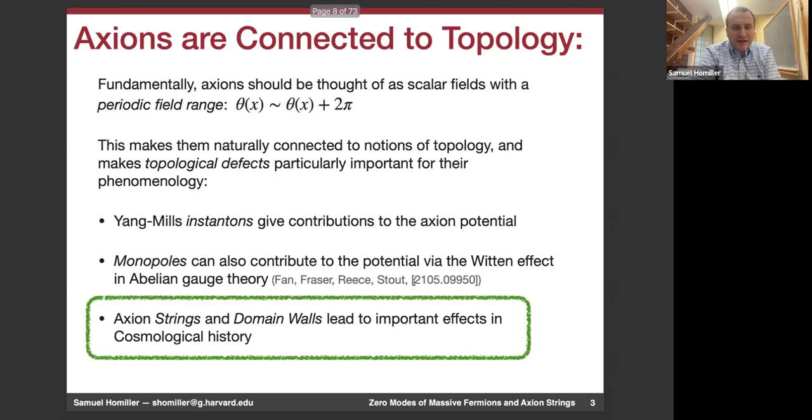And the last one here is the thing that I'm going to be mostly focused on: models with axions generically have string and domain wall solutions. And these are really, really important for understanding the cosmological history of axions. And I'll give a couple of concrete examples about that as I go along.